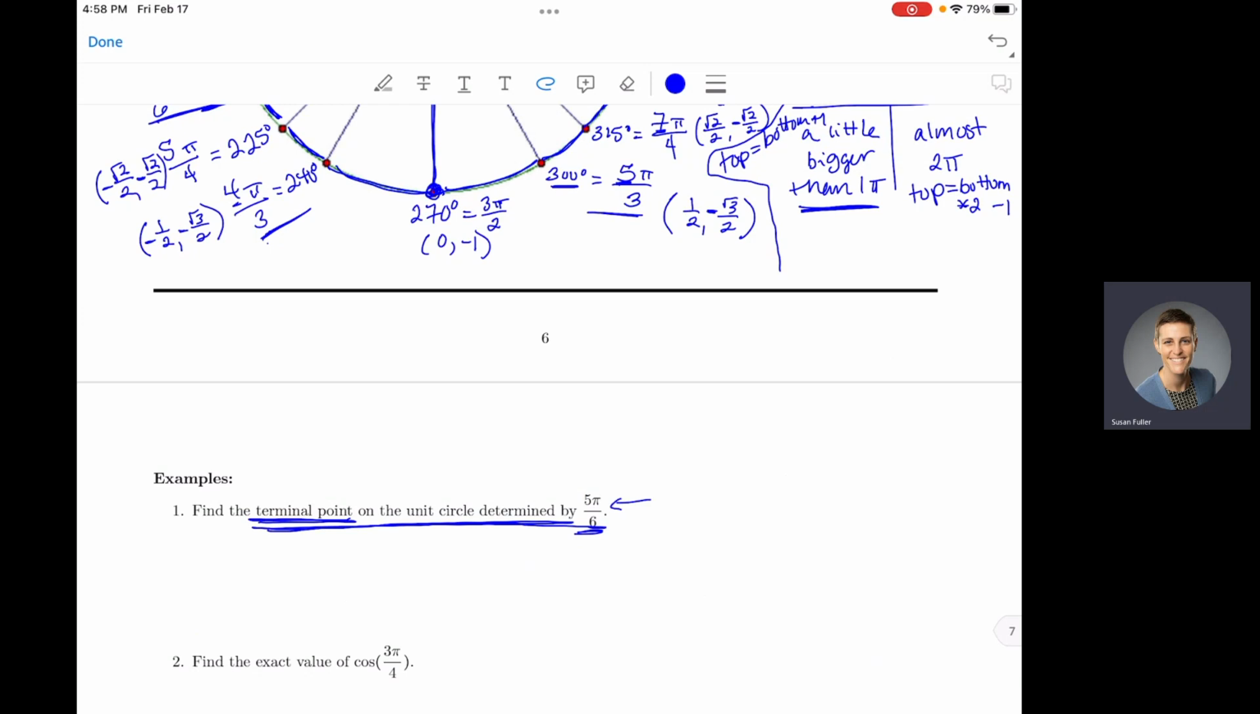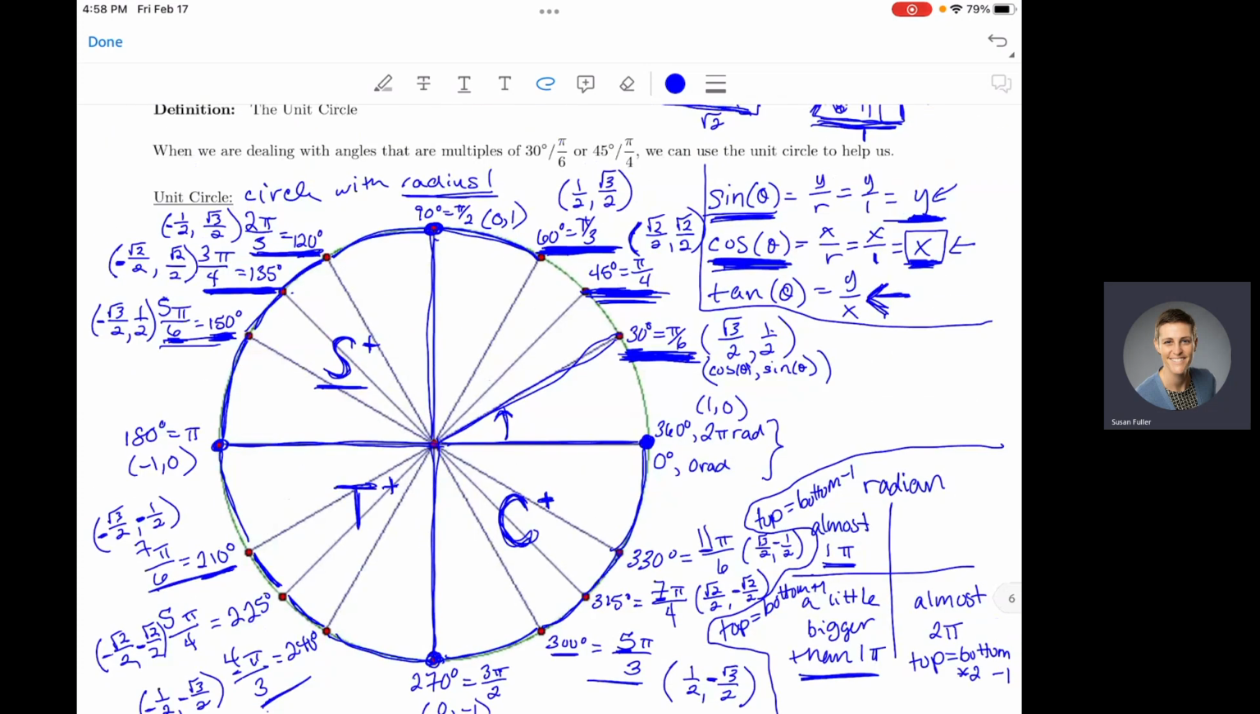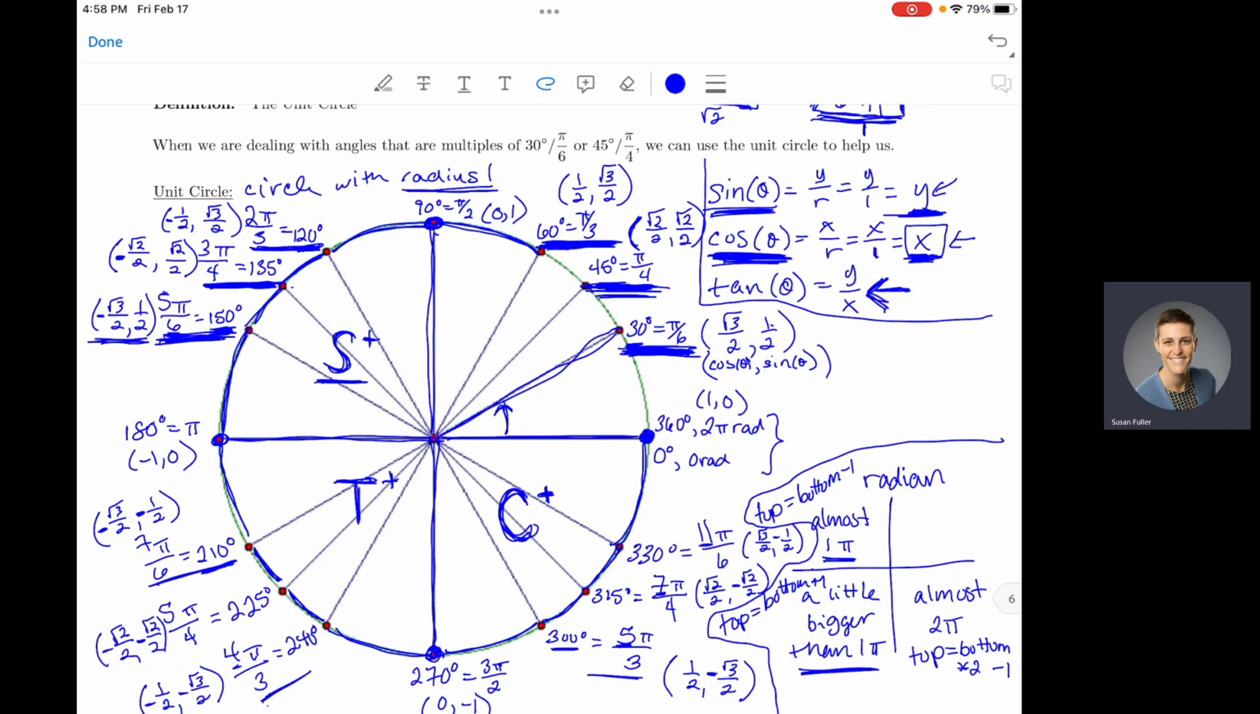5 pi over 6, this is a little bit smaller than 1 pi because 5/6 is less than 1. 1 would be 6/6. Because this is less than 1, I'm in quadrant 2. So I'm going to look in quadrant 2. Here's 5 pi over 6. The terminal point, or the point on our terminal side, is negative root 3 over 2, 1/2.